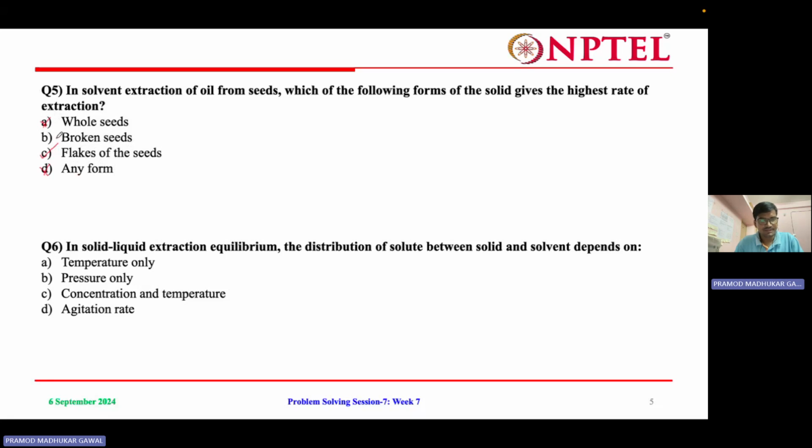Coming to question number 6, solid liquid extraction between solid and solvent depends on. Here is the study. Solid agent and solid, right?